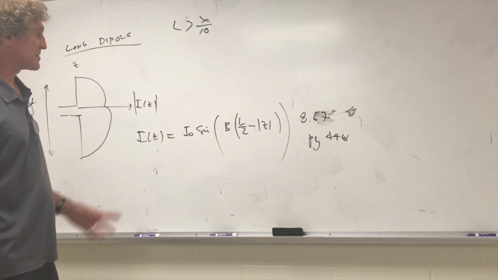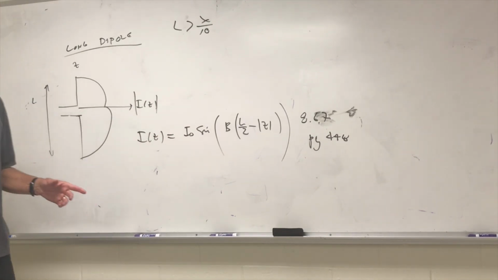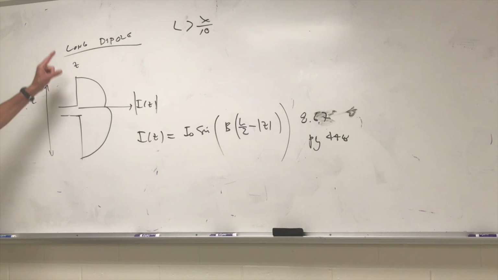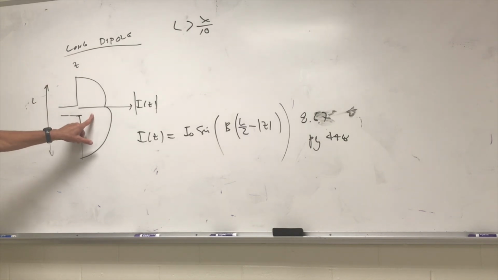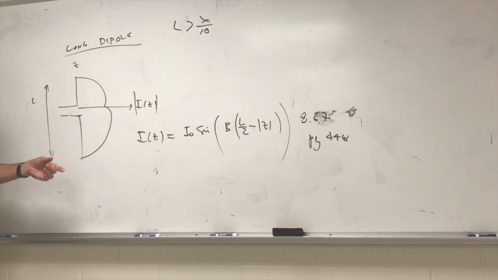Now, the thing about this is, as the length changes, this current profile changes significantly. I want to just show you 2 examples. And because of that, the electric field you get in the far field, by the way, for this thing, in general, has to be calculated. It's not something that has a closed form. You all with me, class?